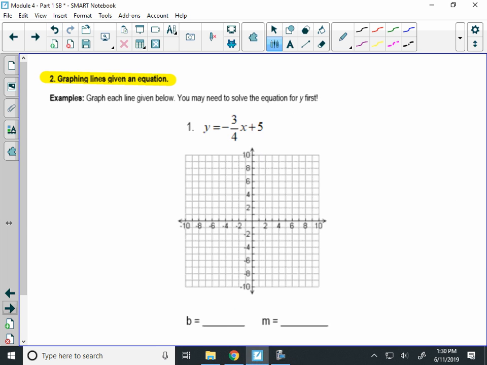Second thing we're reviewing is graphing lines given an equation. So if I have the equation y equals negative 3/4 x plus 5, the b is the number that's by itself. That would be 5. So you start your graph on the y-axis at 5. The slope is the number in front of x, which here is negative 3/4. That means if I start at my y-intercept, I go down 3 boxes, right 4 boxes. It's always up or down first, and then to the right. Okay, and once you plot as many points as will fit on your grid, you can connect them with a nice straight line.